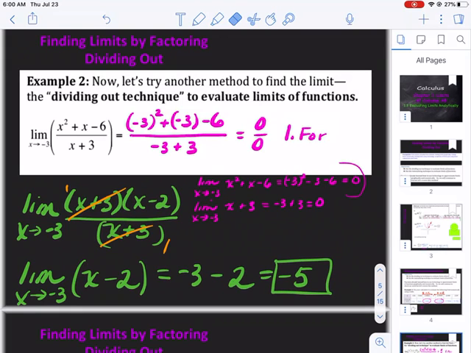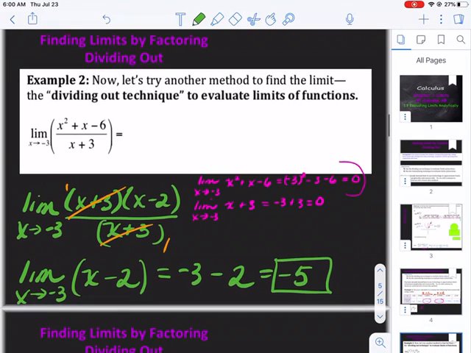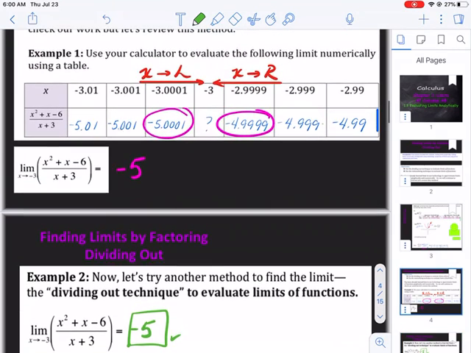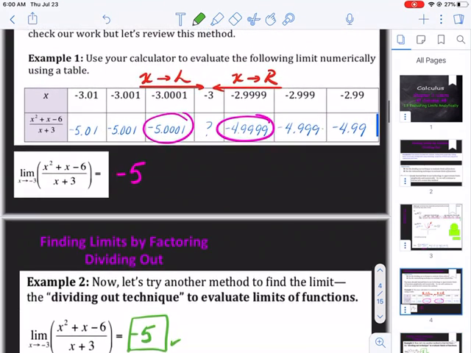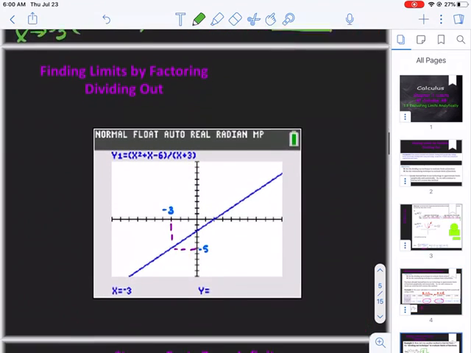So the limit, I'm going to erase this stuff up here. So the limit is equal to -5. Usually it's a good idea, especially on our tests and our AP exams, to make a final statement in the end. So we've done all of our work, go back, the limit is -5, which agrees with the numerical table that we set up. And then here's the graph.